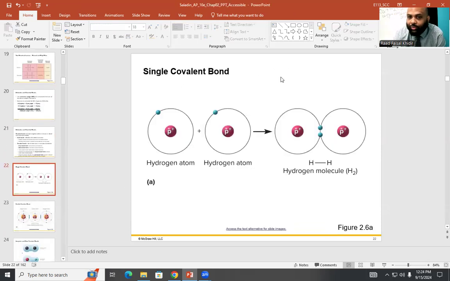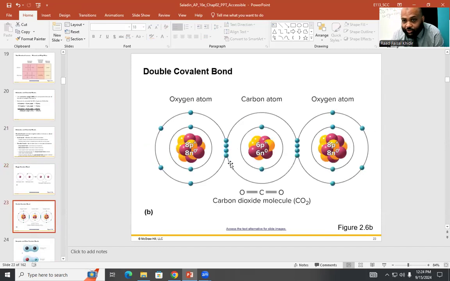You cannot have more. You can share one pair, known as a single bond, or two pairs, or three pairs. But you can never have more, because we have only four valence shells. Remember, four terminals: north, south, east, west. We have four that we use.